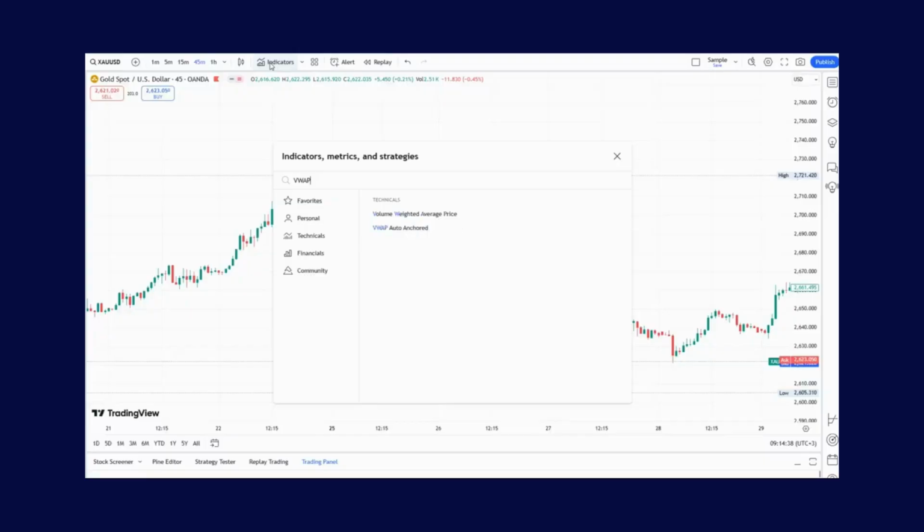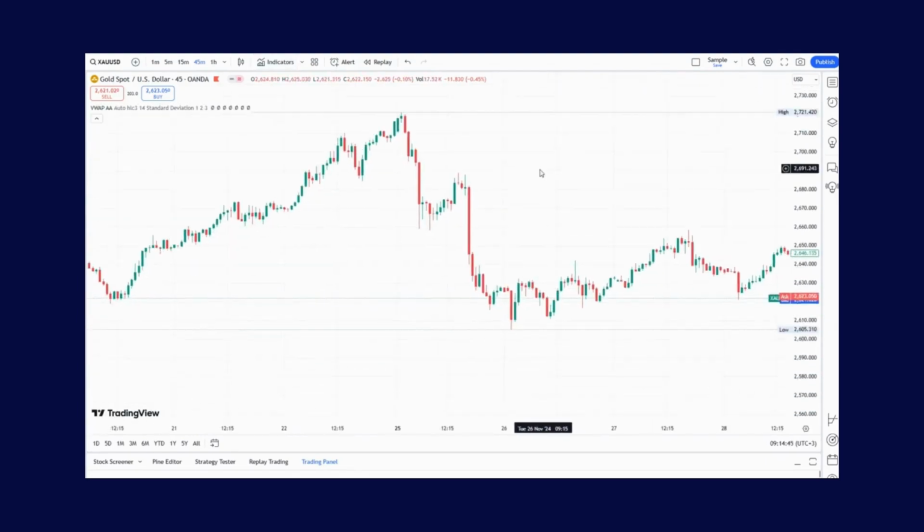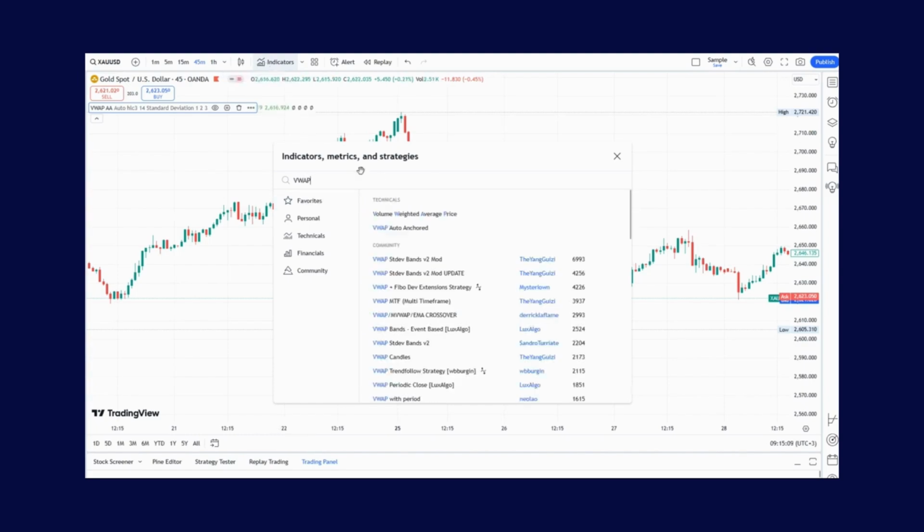To begin, VWAP is typically applied to intraday charts, such as 1-minute or 5-minute timeframes, since it resets at the start of each trading session. This daily reset ensures that the VWAP accurately reflects the day's market conditions. Most trading platforms, such as TradingView, MetaTrader, or Thinkorswim, offer VWAP as a built-in indicator. To add it, navigate to your platform's indicators menu, search for VWAP, and apply it to your chart. The VWAP will appear as a single line overlaying the price chart.